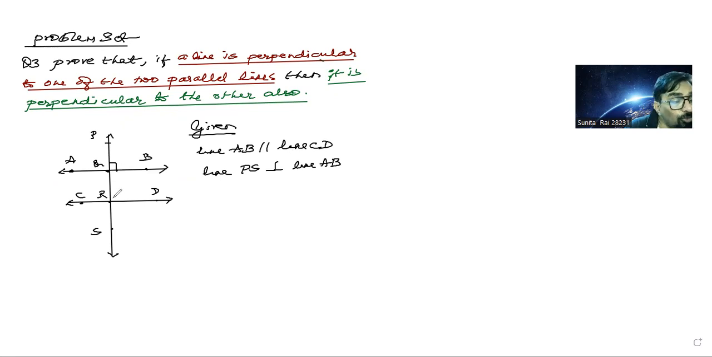Of course, in point Q, you can understand. And what do you want to prove, children? Prove that this line is perpendicular to the other also. But this line PS is perpendicular to line CD. You have to prove it. A very simple 4-line proof, children.